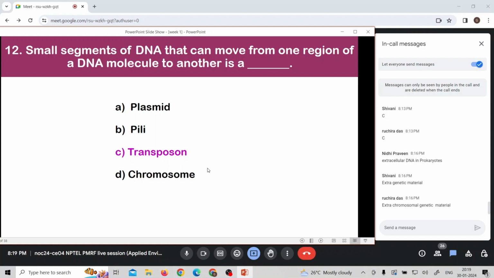And before that, if any of you are not aware of what a purine and a pyrimidine is, you can also let me know in the chat box. We're anyway going to discuss it.